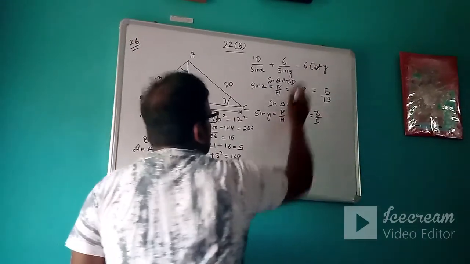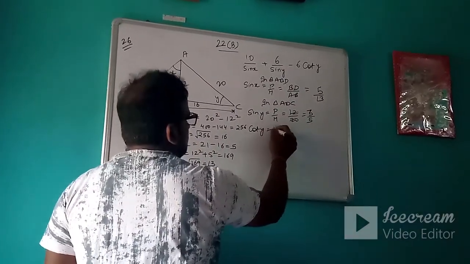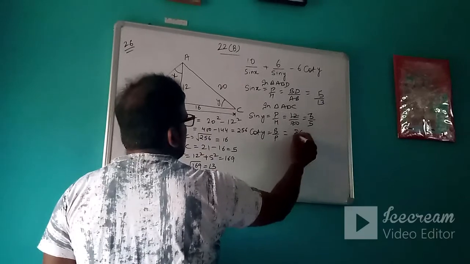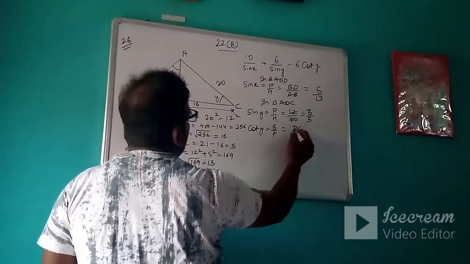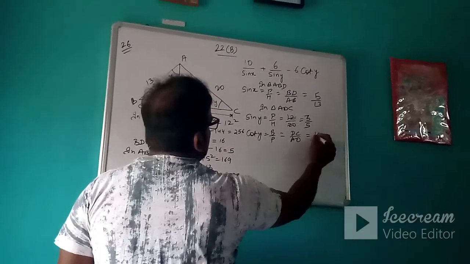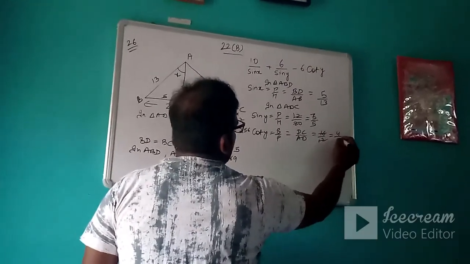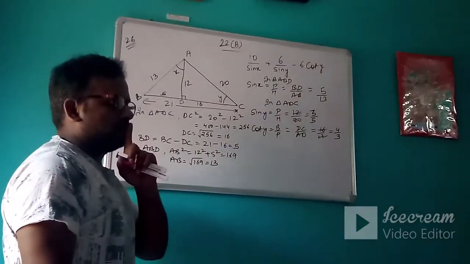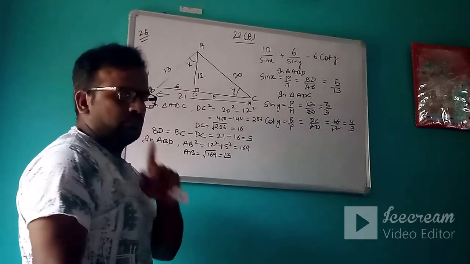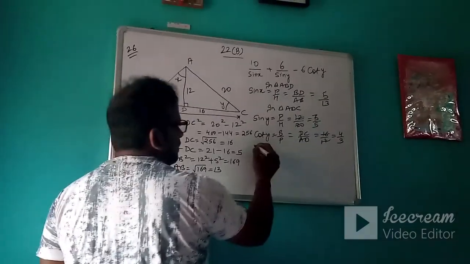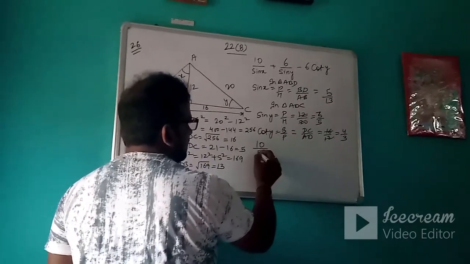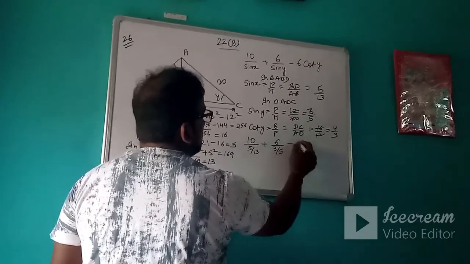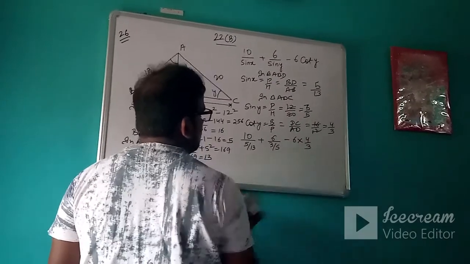Then what we need? One more thing, cot y. So cot y is B upon P. For this y, B will be your DC and P will be your AD. That means 16 upon 12, that is 4/3. So all the three values we know now. Now we will calculate 10 upon sin x, that is 5/13, plus 6 upon sin y, 3/5, minus 6 into cot y, 4/3.